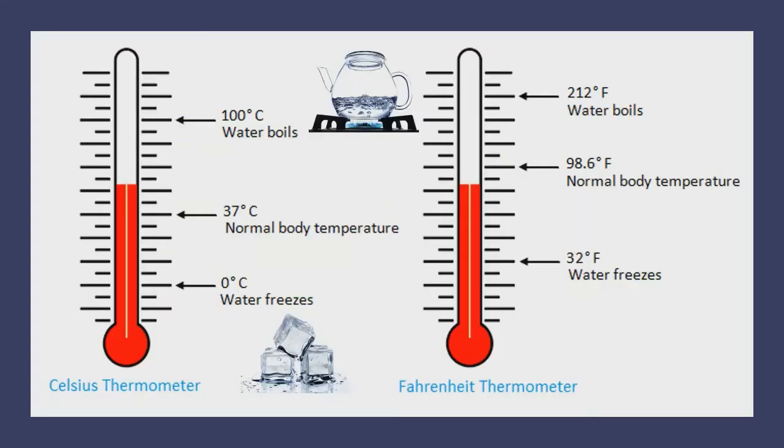Here is a comparison between a Celsius thermometer and a Fahrenheit thermometer. You notice that water freezes at 0 degrees centigrade. That is equivalent to 32 degrees Fahrenheit, while water boils at 100 degrees Celsius. That is also equivalent to 212 degrees Fahrenheit.